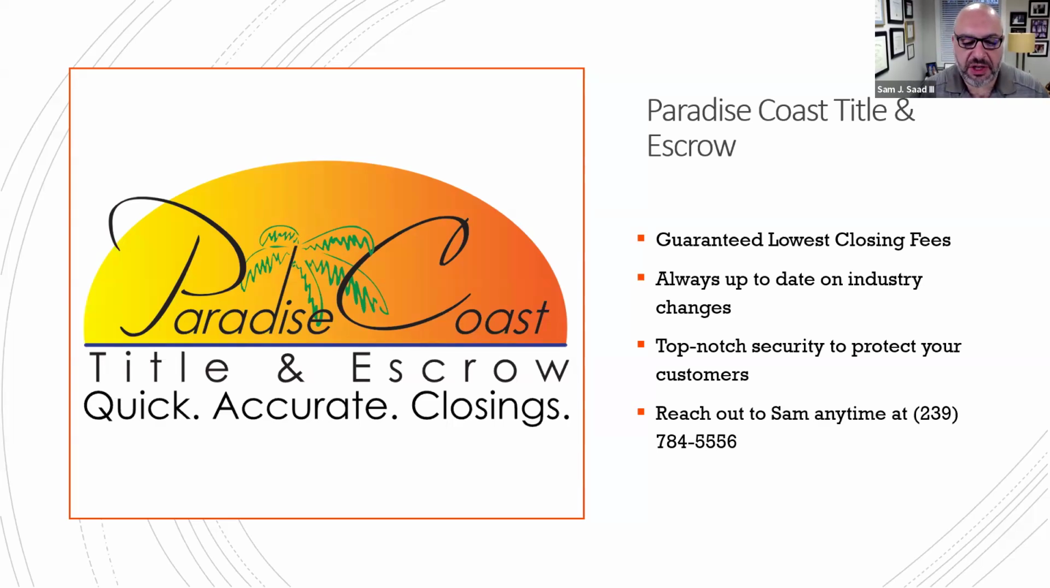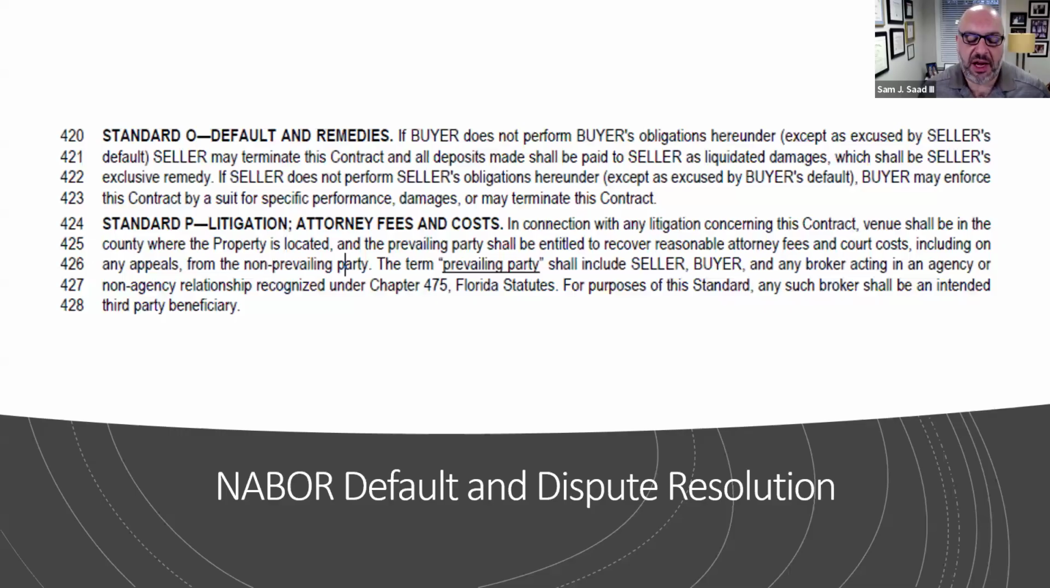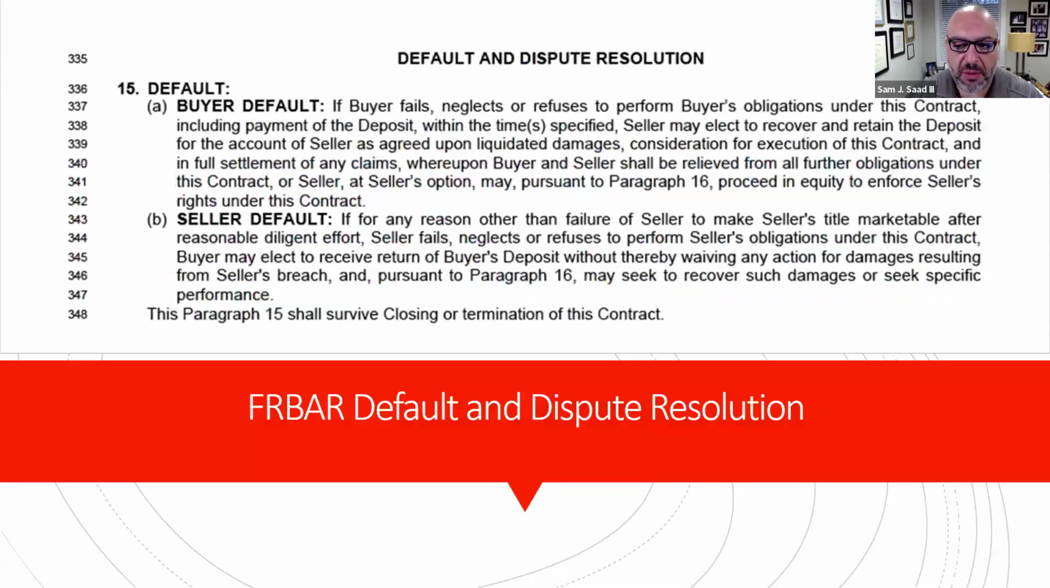Again, today we're talking about the default provisions of the NABOR and FARBAR contracts. So we're going to dive right in. I want to give you an overview, like I usually do, of the provisions that we're talking about today. Today we're talking about Standard O and Standard P in the NABOR contract, and we're talking about paragraph 16 of the FARBAR contract. And this is what the FARBAR contract looks like.